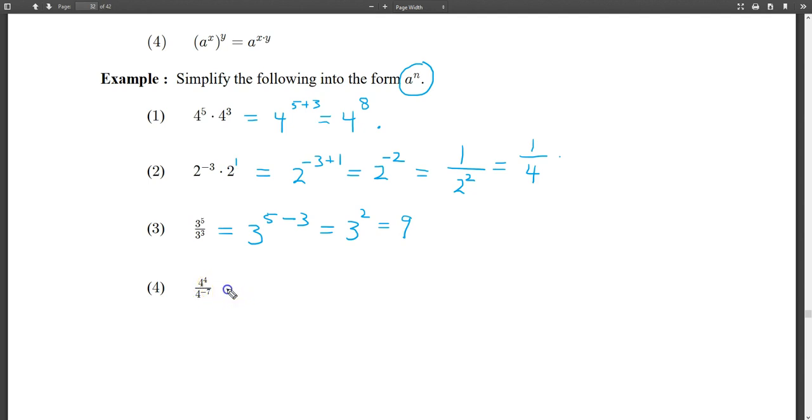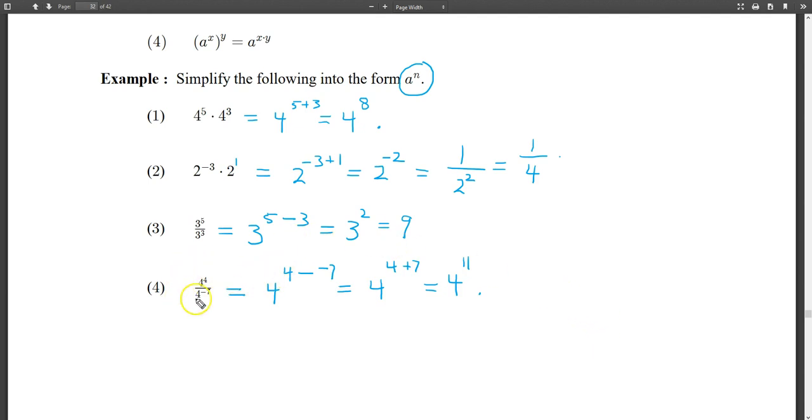Right here, this is going to be 4. Let's see, the exponent in the numerator is 4, so we're going to go 4 minus the exponent in the denominator, which is negative 7. So that's 4 to the 4 minus negative 7. That's 4 to the 4 plus 7, or 4 to the 11th power, like that. And there we go.